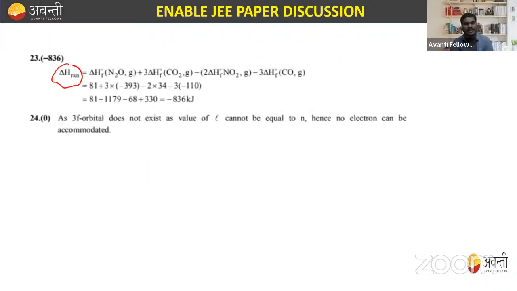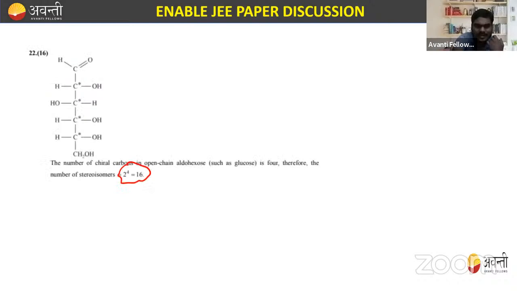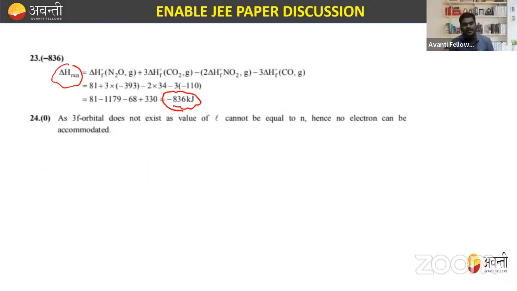So how will you calculate it, beta? We know that for N2O, the ΔHf is 81, plus 3 × (−393), minus 2 × 34, minus 3 × 110. These are all the values, already provided to you. On solving, what do we get, beta? −836. And this negative sign indicates that heat is released here, right? Heat is released here. So this is the required condition.